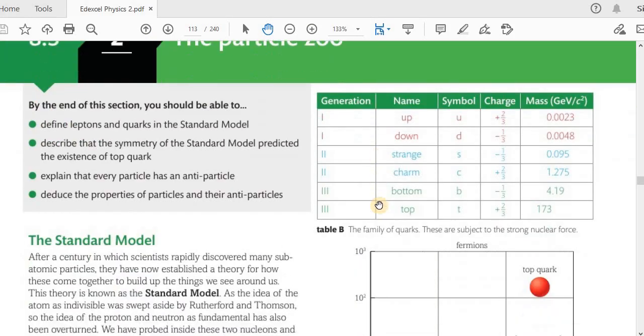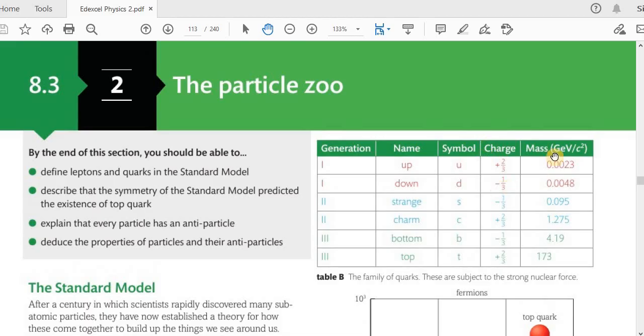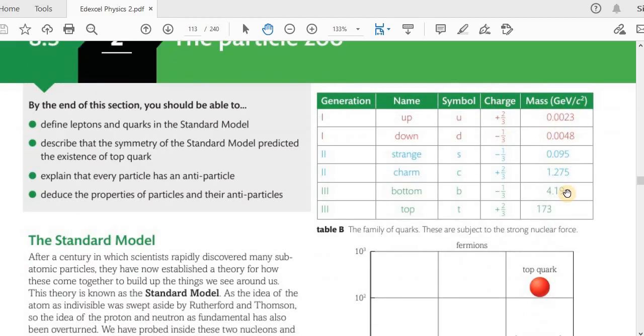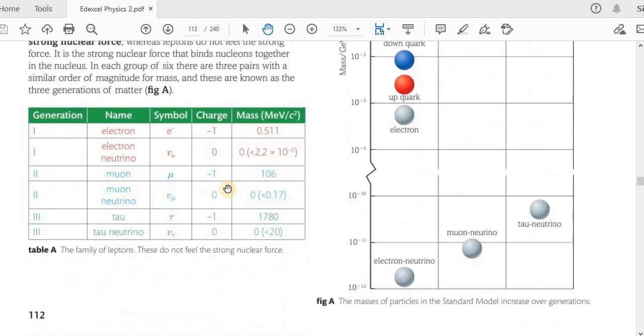Okay, let's go through this part. Generation, name, symbol, charge, mass. I will tell you an easy way to remember this. Also here you can see the name, the symbol. I think in a way it's easy. Now, by the way, this is a Greek letter. I have uploaded the Greek letters in the notes. You can see the different Greek letters here.